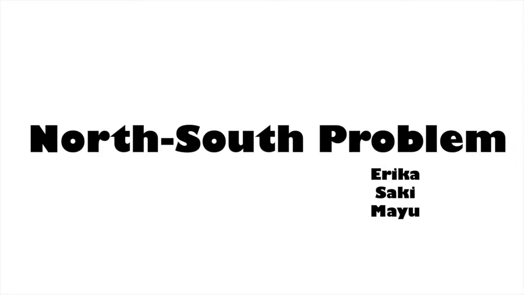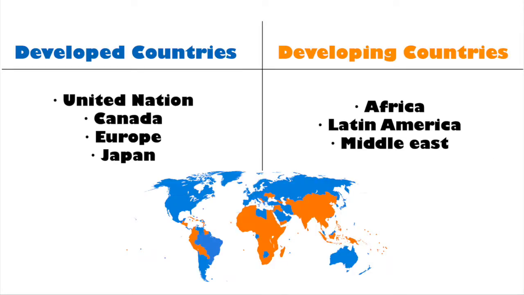Northern countries are rich and southern countries are poor. This is a common statement known all over the world. In other words, the North-South problem. To start with, what is Global North and Global South?